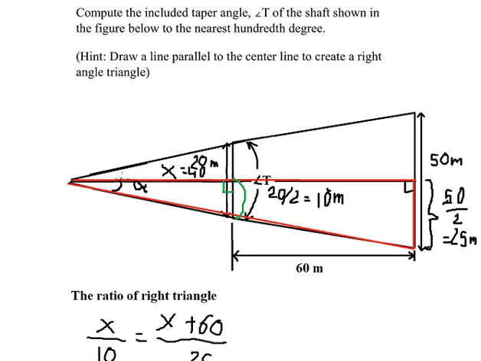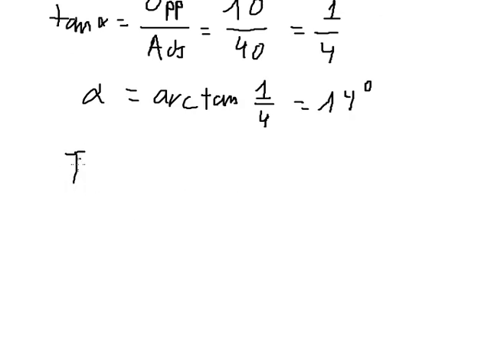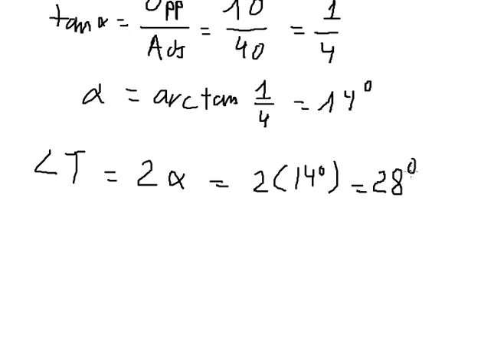This angle in this one they have the same, because this right triangle is similar to this right triangle in here. So we just use the angle T equal to 2 multiplied by alpha, and we have 2 multiplied by 14 degrees, and we have 28 degrees. And this is the final answer.